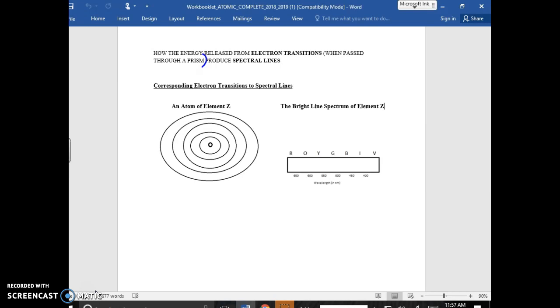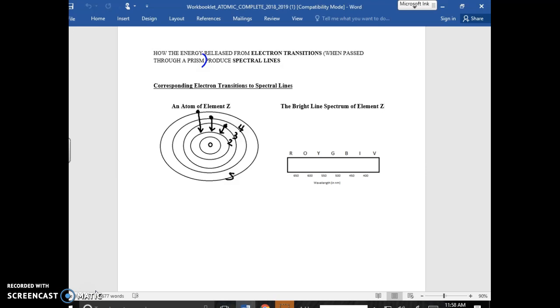Recall we said that electrons make transitions, and we're going to only consider one direction right now. We're going to consider the transition that happens when an electron in an excited state falls to a lower energy level, perhaps the ground state. I'm going to talk about 3 transitions, one from the 3rd to the 2nd energy level, another from the 4th energy level to the 2nd energy level, and the final from the 5th energy level down to the 2nd energy level.